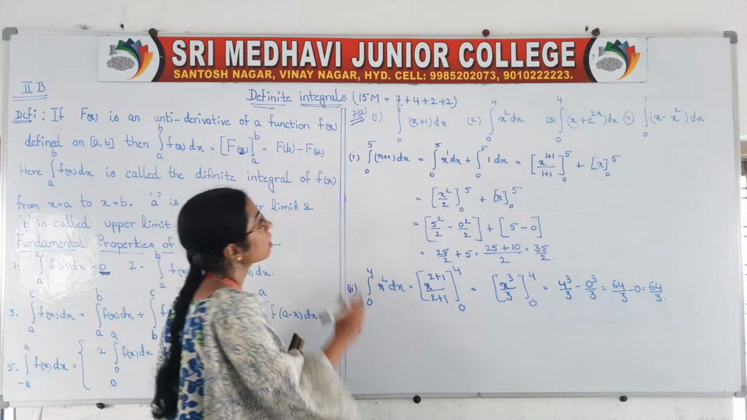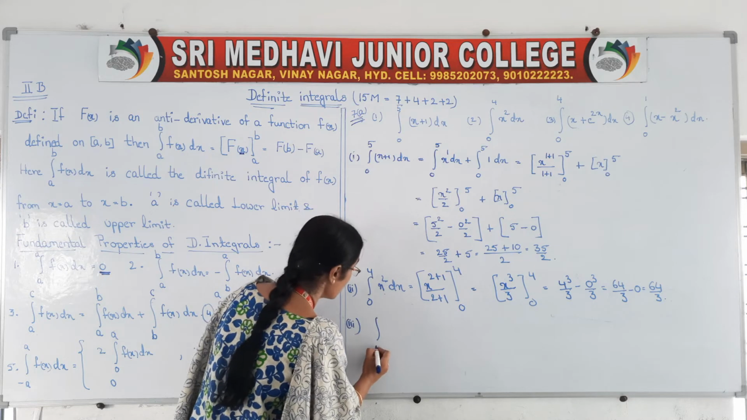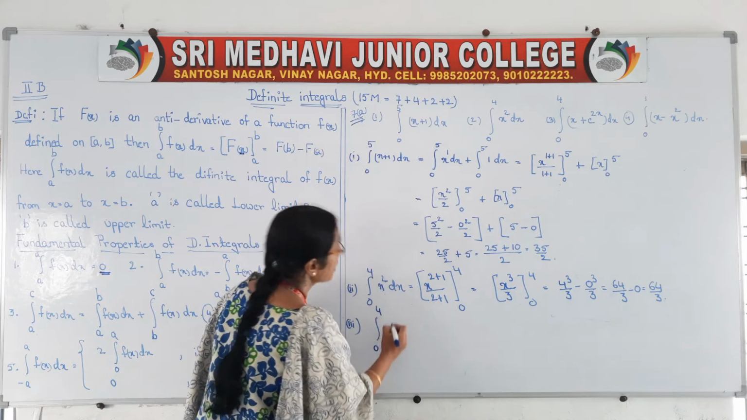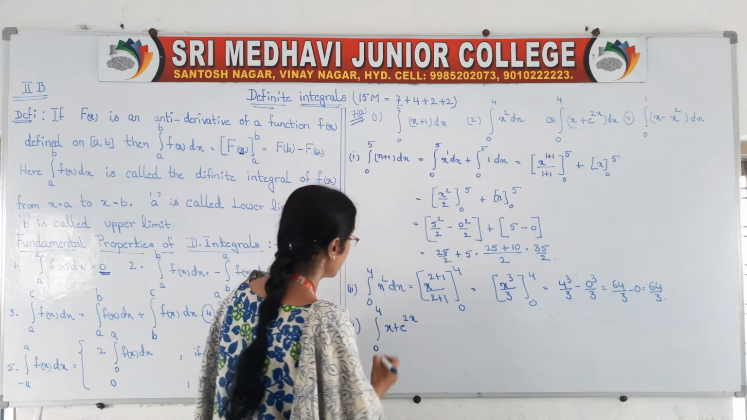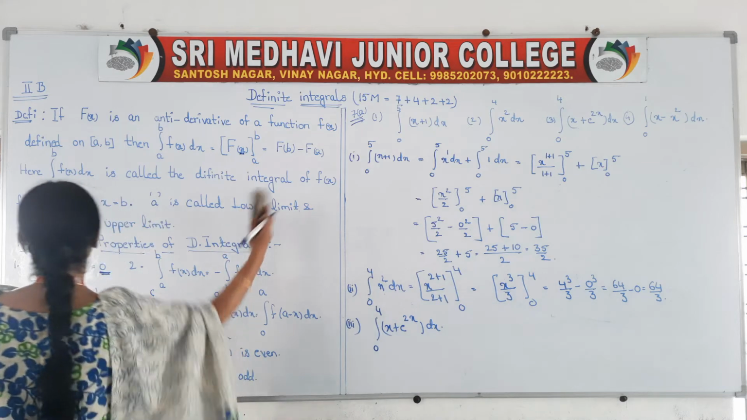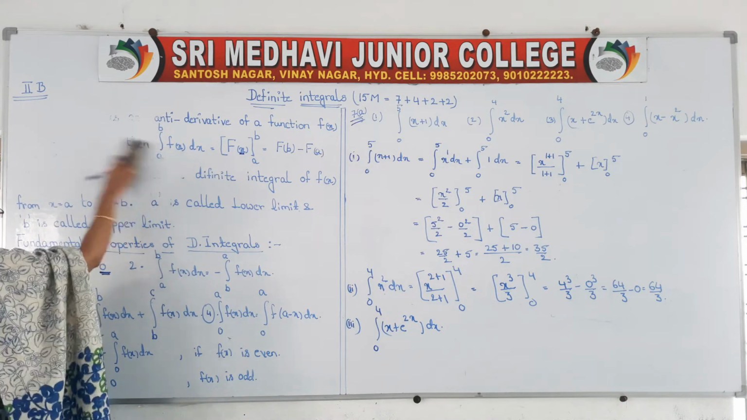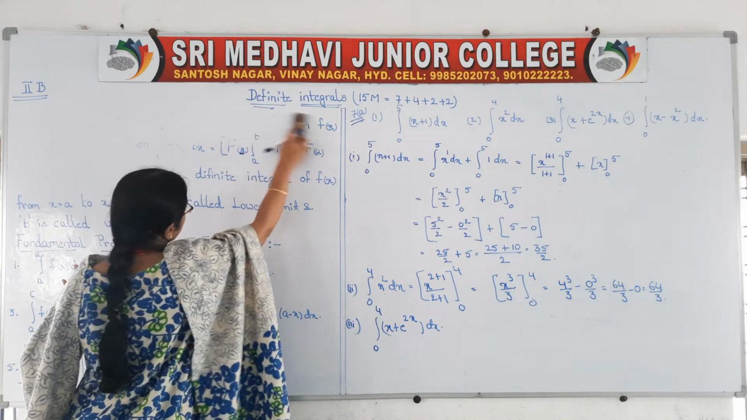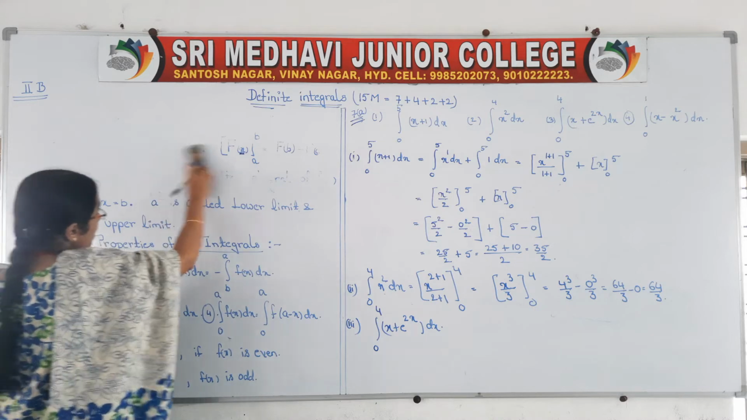Okay, so now come to the third question. What is it? It is integral 0 to 4 x plus e to the power of 2x into dx. In all these problems, if you observe, we are having upper limit, lower limit, and dx will be there. So it is a normal integral, but here bounds are there.